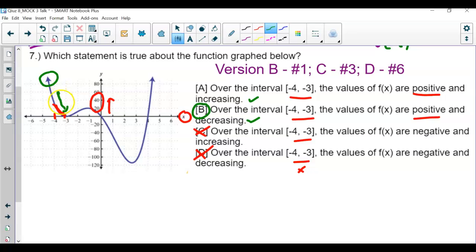Read the graph from left to right and notice how it's going down. So don't focus on the end. Focus on reading the direction from left to right. That's why it's B.